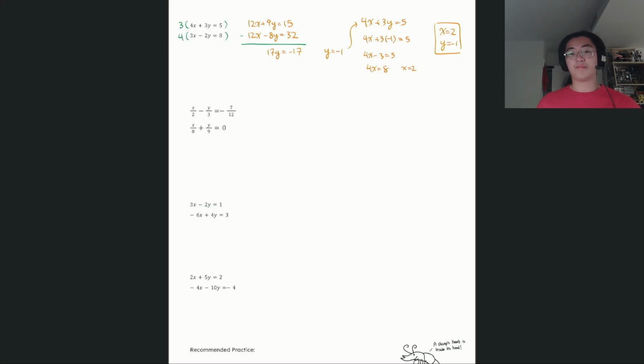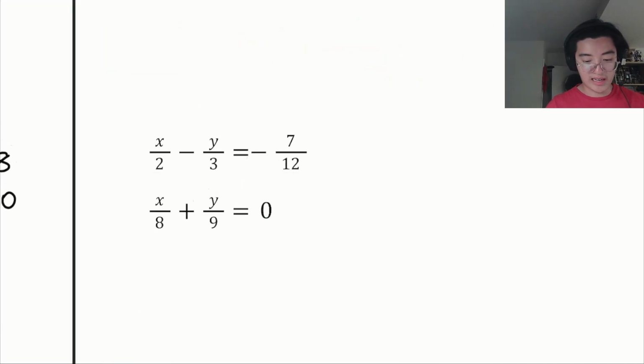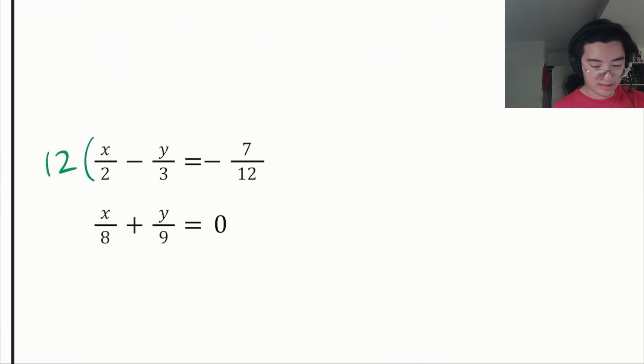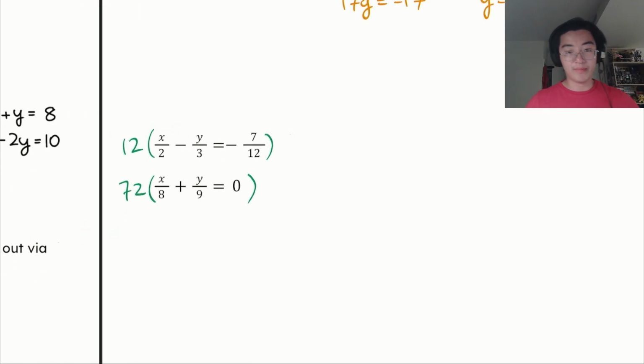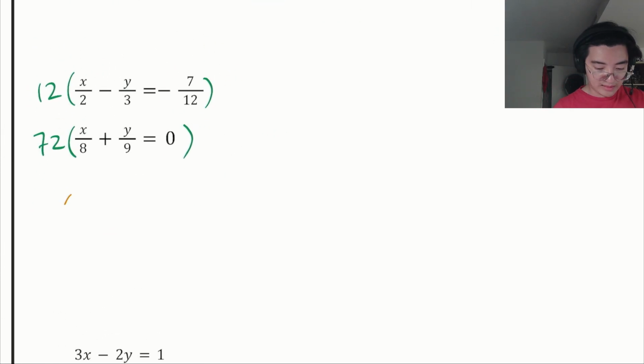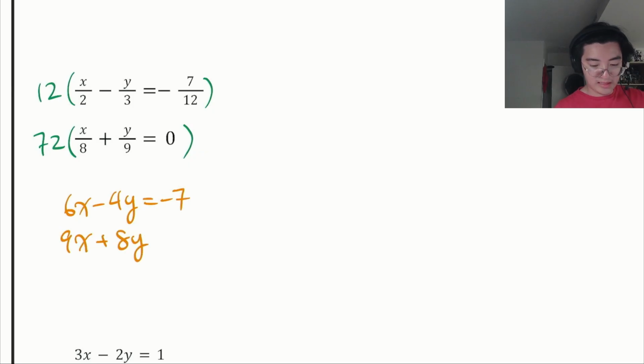Okay, how about fractions? Personally, I don't like fractions, so let's cancel everything out. We can cancel out the top by 12 and the bottom by 72 by multiplying. Because if we do, we can cancel all the denominators and get the numerators left over. If we multiply everything by 12 up there, we get 6x minus 3y equals negative 7. We can now multiply the bottom by 72 to get that equals 0. 0 times 72 is still 0. From there, we can see, oh, look at that.